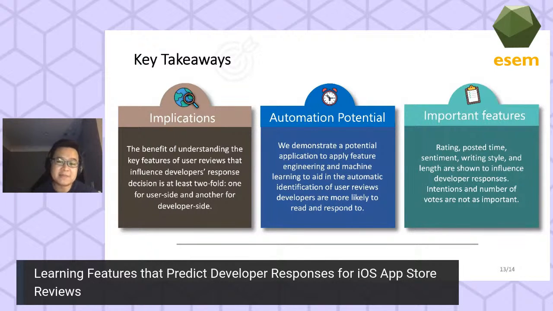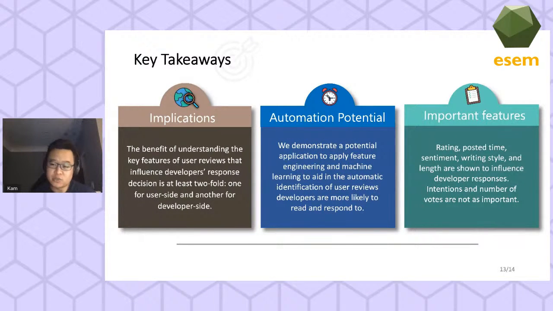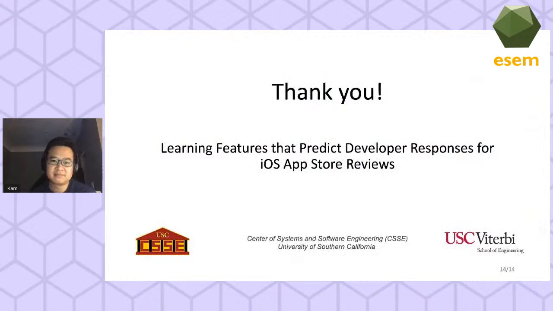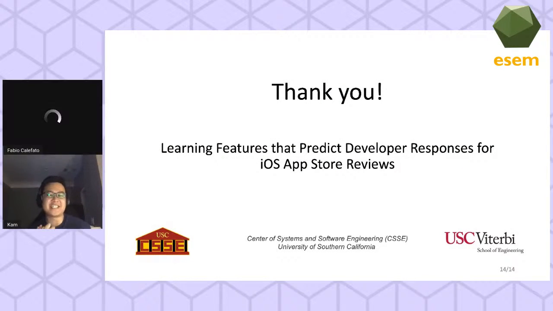feature. Therefore, it is possible to create tools that can automatically identify reviews developers are most likely to respond to. And lastly, we have shown that review rating, posted time, the sentiment, user writing style, and review length influence developer responses, whereas intention and the number of votes the review has do not influence the decision. Thank you. That's the end of my presentation.